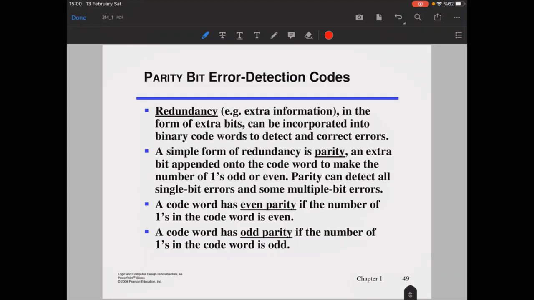And let's take a look at the parity bit or error detection codes. We put some extra information in our data so that we can use it for error correction later. A simple form of redundancy is adding a parity bit, like you append this to the end of the code word, end of the information. You just count the number of ones in that data signal. A code word has even parity if the number of ones in that code word is even. And a code word has odd parity if the number of ones in that code word is odd.